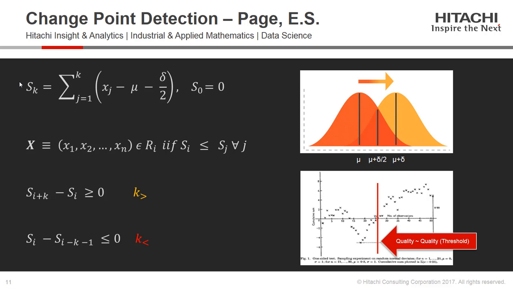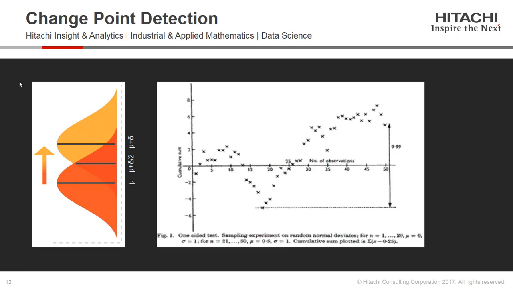Because when I take mu plus delta over 2 and take that away from a normal random variate in the red, that's going to generally be a negative number, again with some exceptions. But once the gremlin shows up, again with some exceptions, those yellow normal random variates under mu plus delta and sigma are going to generally be positive. And so if you look at drift in a continuous sum way, it's going to drift down, and when you find a minimum, then that was the change point.